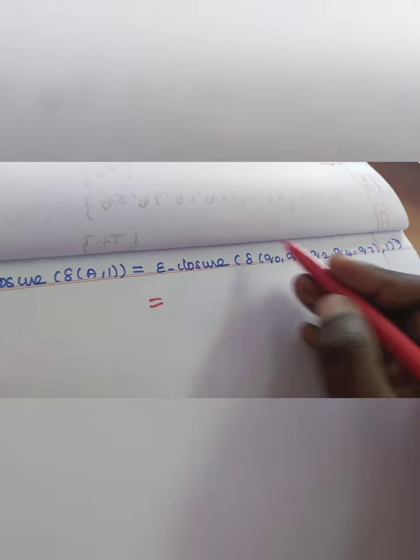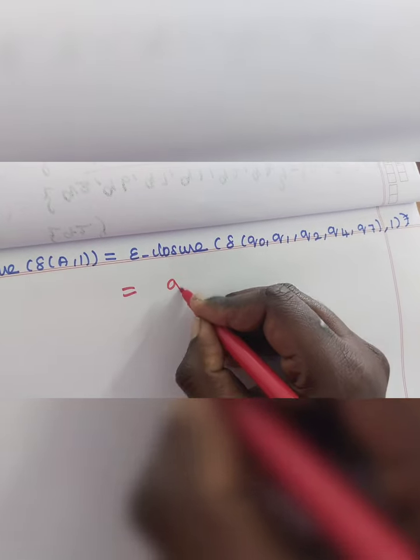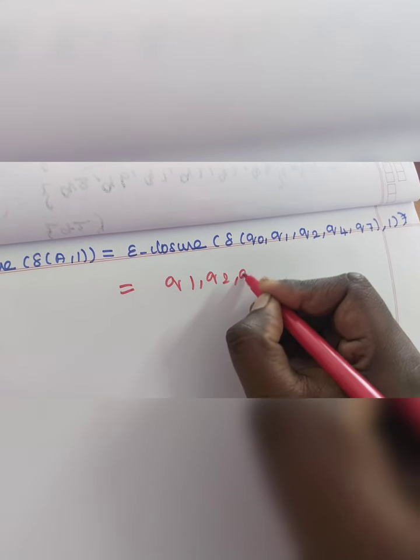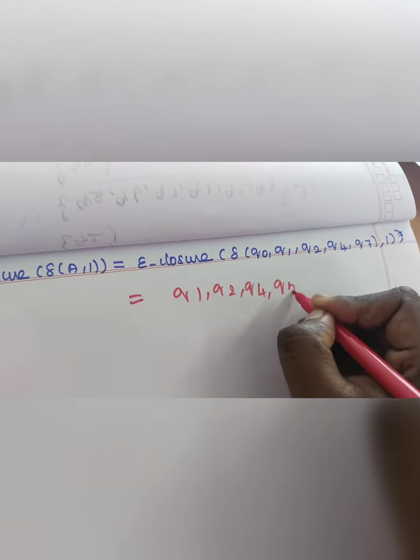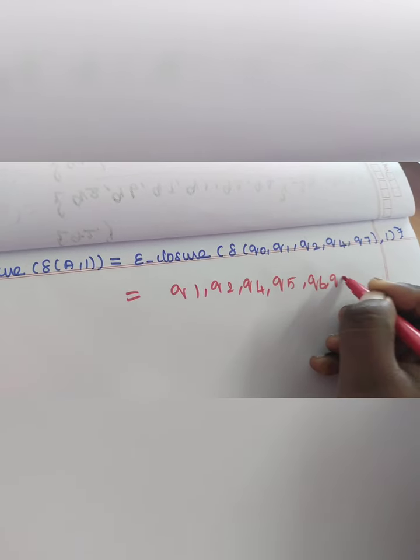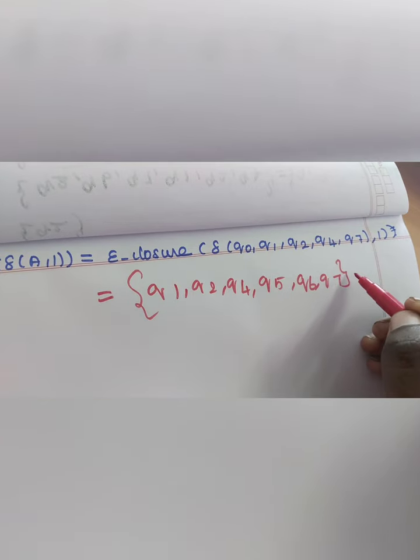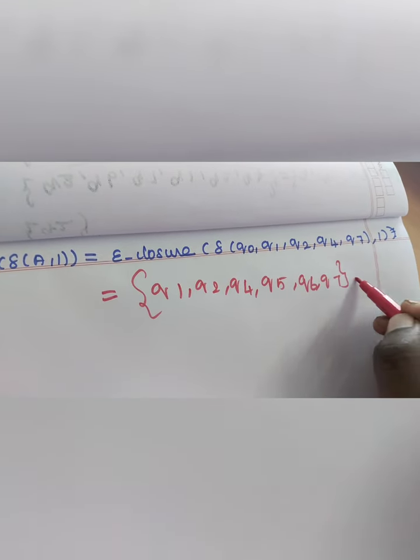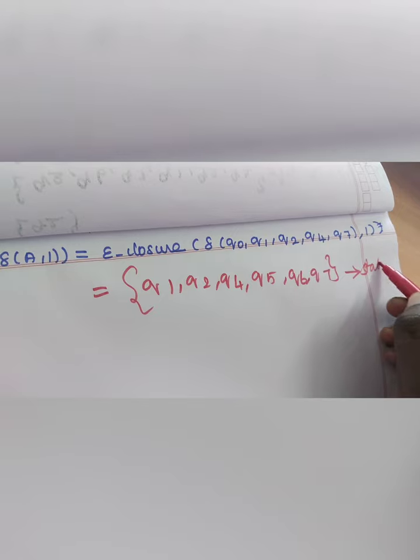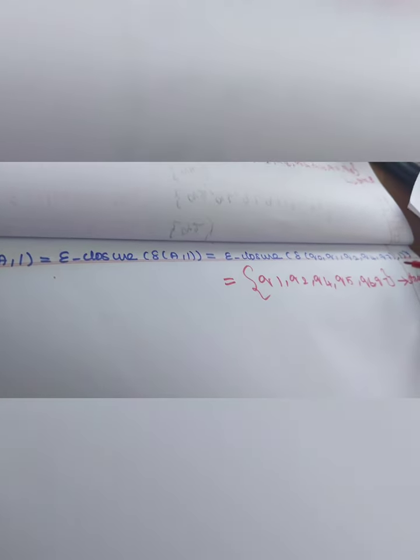You got some value, then you can take another state. If you are processing with that, I think you got Q1, Q2, Q4, Q5, Q6 and Q7. You can check this one. If you are processing with this value, you got this value. So I am taking this as state C. So we got two new states again.